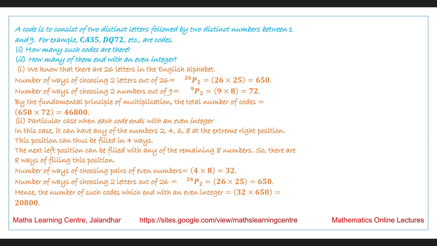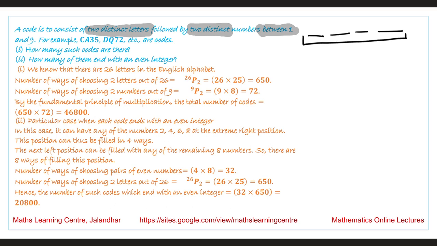Now next we have a code that is to consist of 2 distinct letters followed by 2 distinct numbers from 1 to 9. So how many such codes are there, and how many of them end with an even integer? The number of letters we have is 26. We want to make a code with 4 total characters, letters and digits.